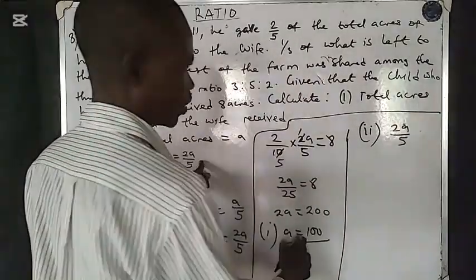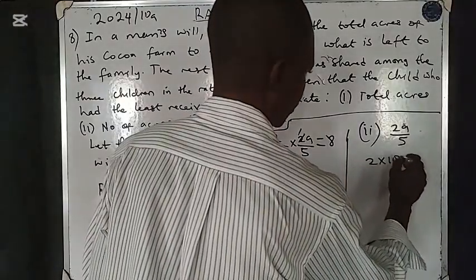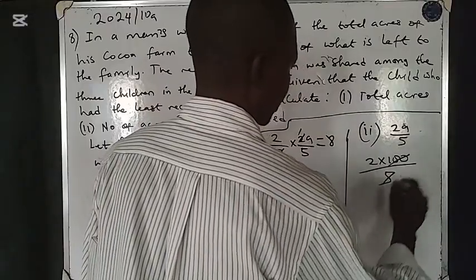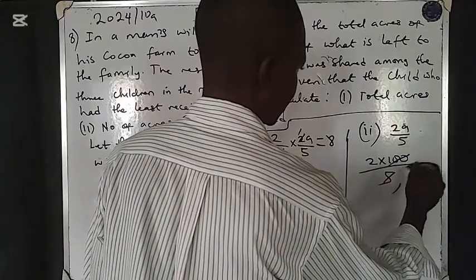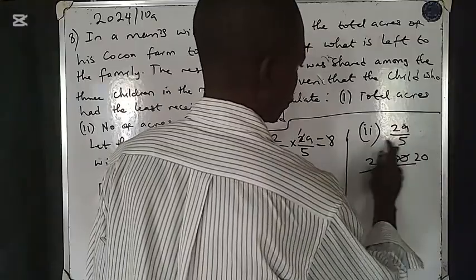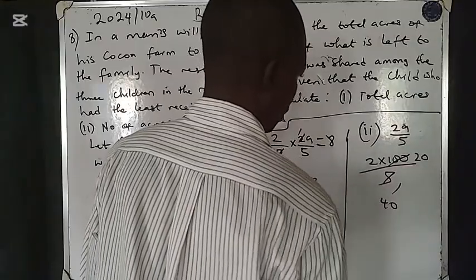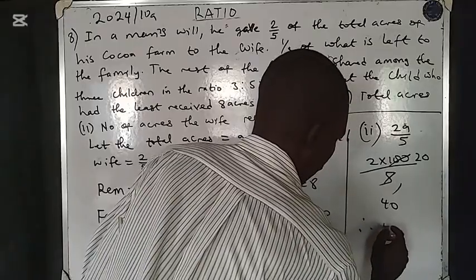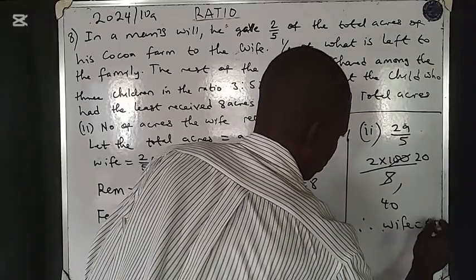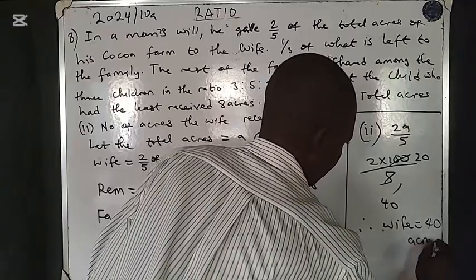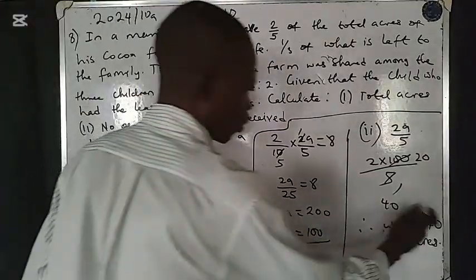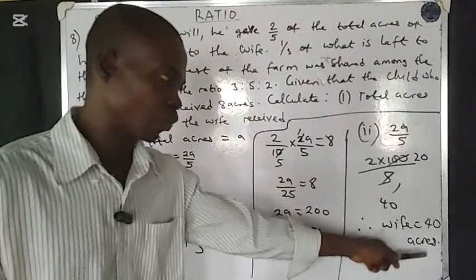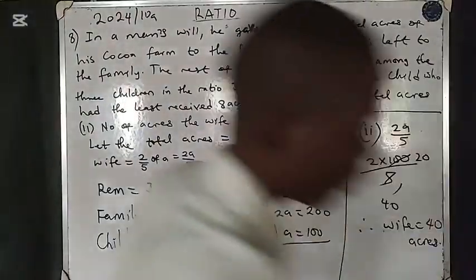And our A is already 100, right? You say 2 times 100/5. 5 here is 1. 5 in 100 is what? 5 in 10, 2. Then this 0. 2 times 20, that's 40. So therefore, the wife got how many? Wife got 40 acres. Please, your statement is very, very important. Therefore, the wife got 40 acres. So for short, I just wrote therefore y equals 40 acres. But write your statement in full.